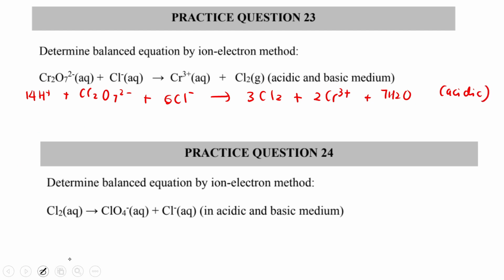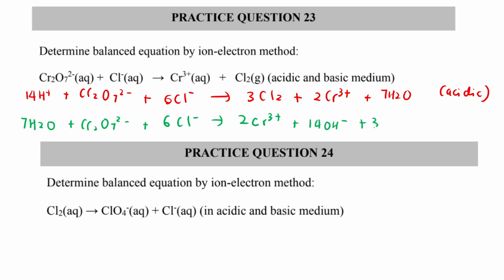Okay, the second one for basic medium, we just add OH minus. 7 water plus Cr2O7 2 minus plus 6Cl minus produce 2Cr3 plus plus 14OH minus plus 3Cl2. So this one is in basic medium.